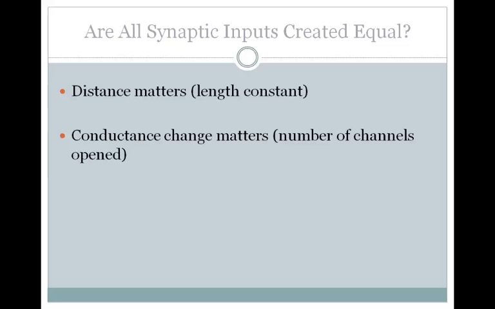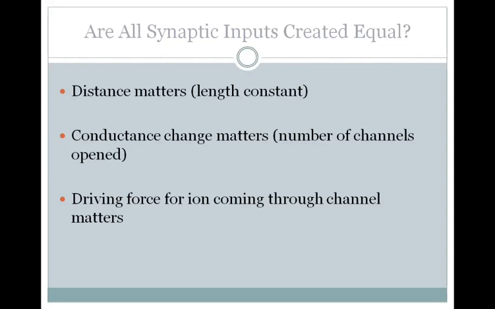Similarly, the conductance change matters. The number of ion channels that are open can determine the voltage change. So there are some synapses that will cause greater voltage changes than other synapses. Similarly, the driving force for the ion coming through that channel matters. The greater the driving force, the greater the amount of current that's going to flow.